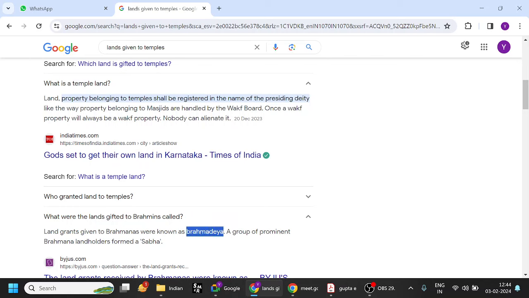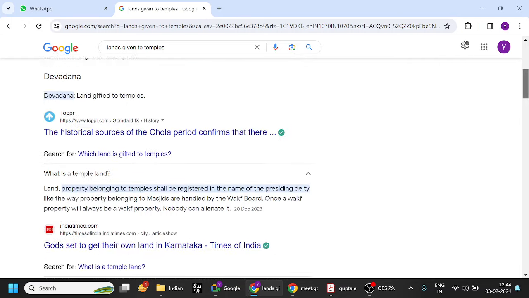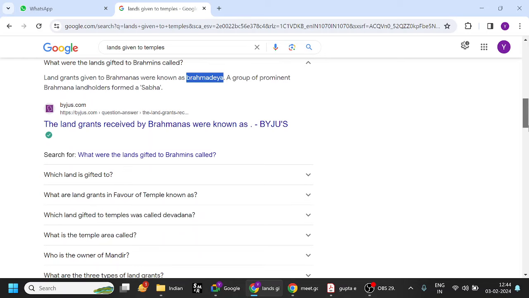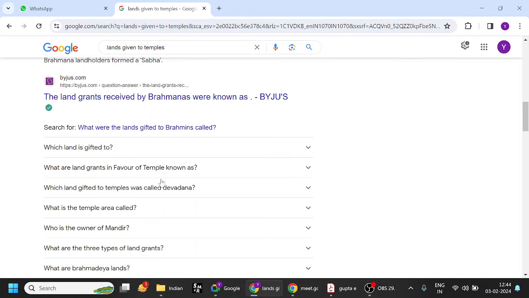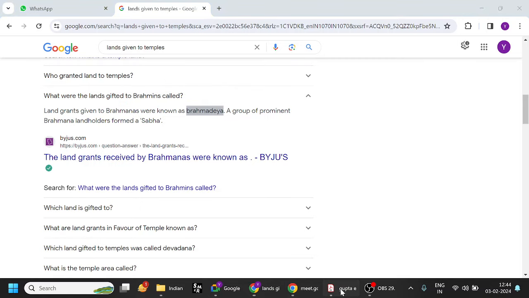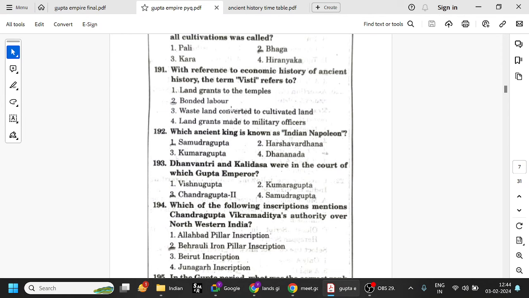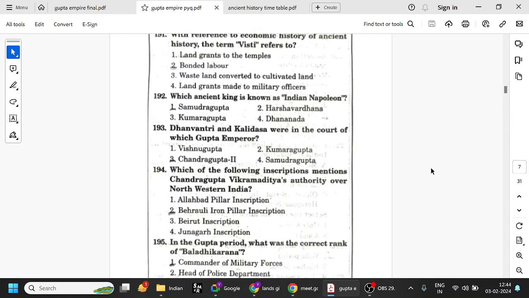Brahmadeya: if it is given to Brahmins, it is Brahmadeya. If it is given to a temple, it is Devadana or Devameya. So all these things you have to remember. Brahmadeya means given to Brahmins. Deva means directly given to God. Land grants made to military officers are also important. Especially in the later period, there is a specific term for them. We'll come to that later. Not Nayakas, something else. We'll see. No problem.